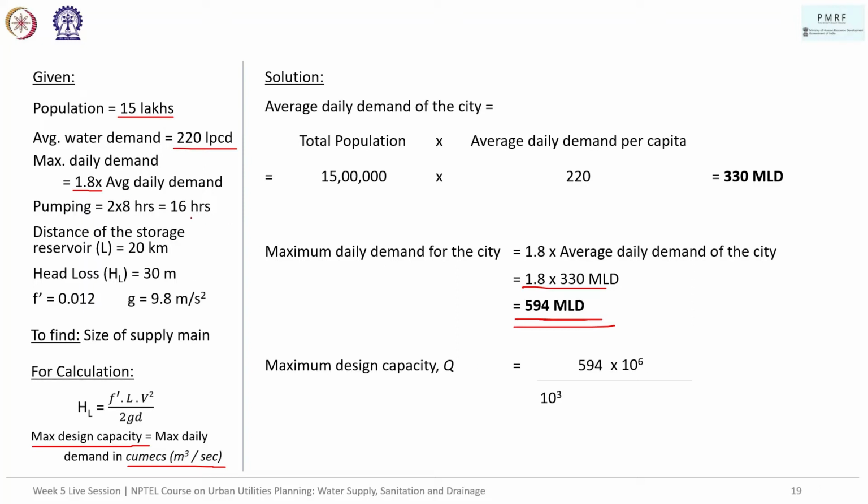Here, when you want to convert from per day to per second, please keep in mind that pumping is not happening throughout the day. In the previous numerical we had assumed that pumping was happening throughout the day. However, in this case pumping is only happening for 16 hours, two sets of 8 hours, which means to convert from per day to per second we divide by 16 into 60 into 60. This is the number of hours, minutes per hour, and seconds per minute. When you calculate, it turns out to be 10.31 meter cubes per second. So this will be the first part.